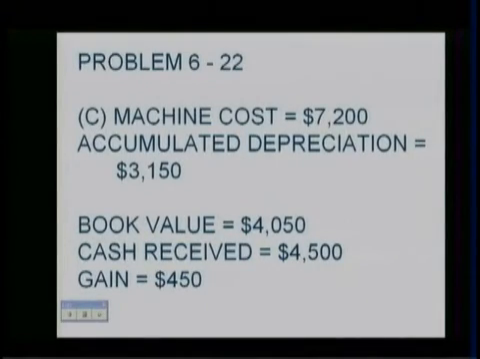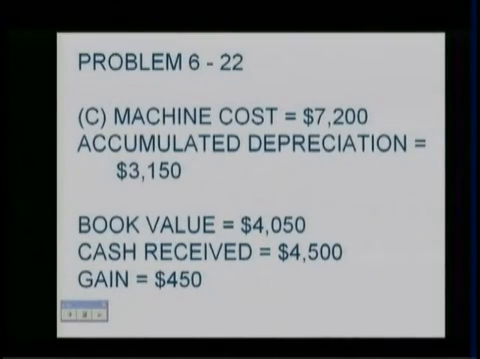So our net book value for one piece of equipment is the cost of $7,200 minus the accumulated depreciation of $3,150, or $4,050. That's what it's on our books for, one piece of equipment. Well, if we turn around and sell that equipment for $4,500, we're going to have a gain of $450. That $450 is the excess we receive over book value.